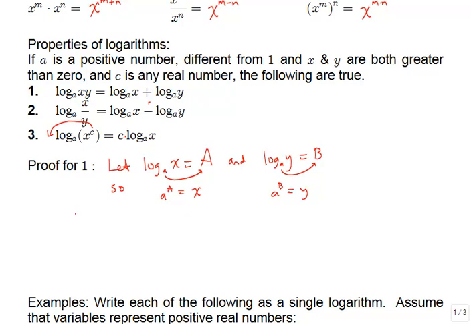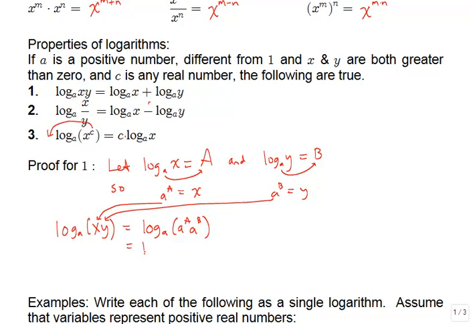So what we're going to do now is try to prove this property 1. So I'm going to start with this left-hand side, this log base a of the product xy, and I'm going to try to figure out what it equals. So what I'm going to do is replace this x with a to the A, and I'm going to replace the y with a to the B. So this expression becomes log base a of a to the capital A times a to the capital B. And then, because of our properties of exponents, these two bases match, so a to the A times a to the B becomes a to the A plus B.